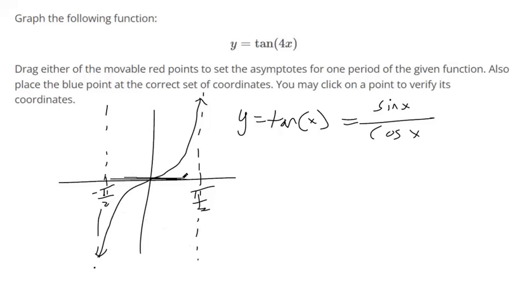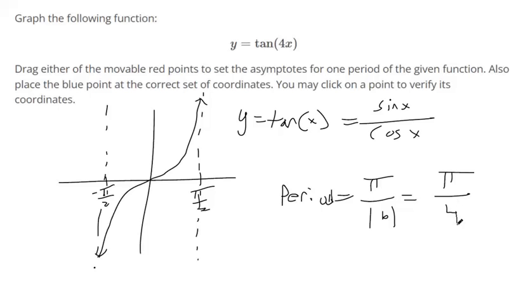So look, tangent has a period of pi, right? If you multiply x by some number, then the period has been changed. So just like with sine and cosine, the period of tangent, instead of just using 2 pi, then we use pi over the absolute value of b, where b is that coefficient of x. So the period of this graph should be pi over 4.